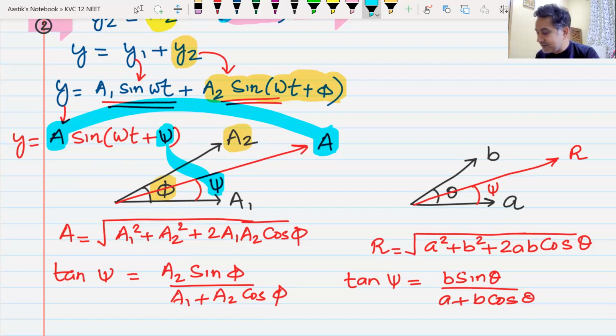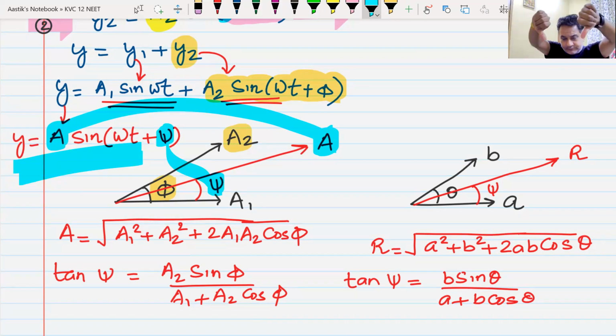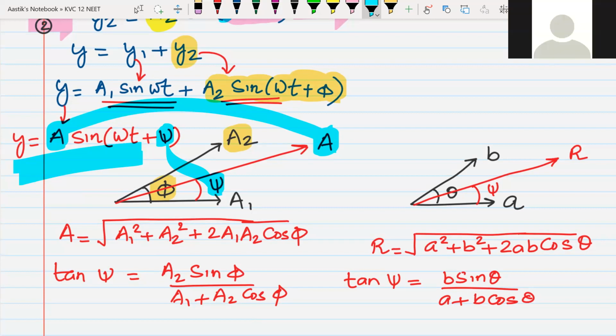That is how I get the value of psi. That is how I get the value of Y. Do we understand what I have done here? Yes, sir. So I'll give you a minute to note it down.